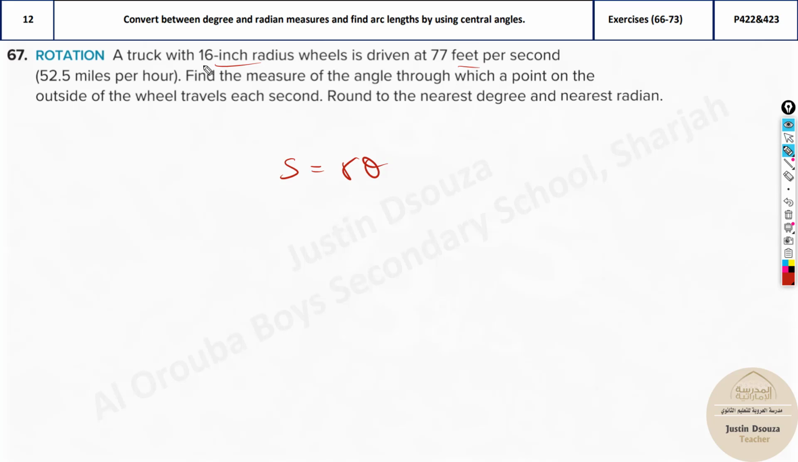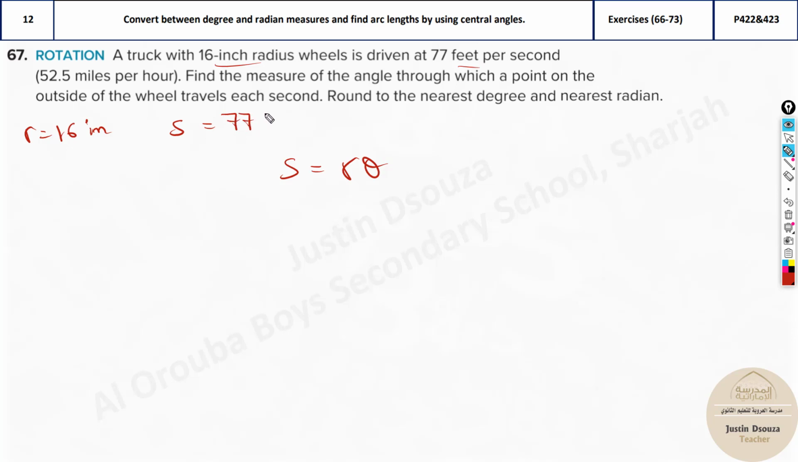See, I'll tell you why they have converted both into inches. Because if you convert the radius to feet, it will be a very small 1 point something, 1.33 feet. Whereas if you convert 77 feet to inches, you'll get a whole number itself. So I will consider R as 16 inches, and this is the S, the distance that's traveled.